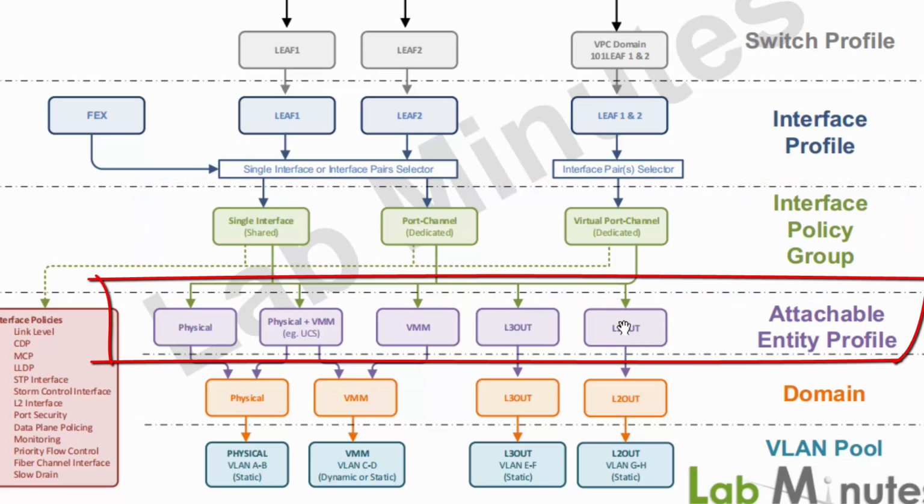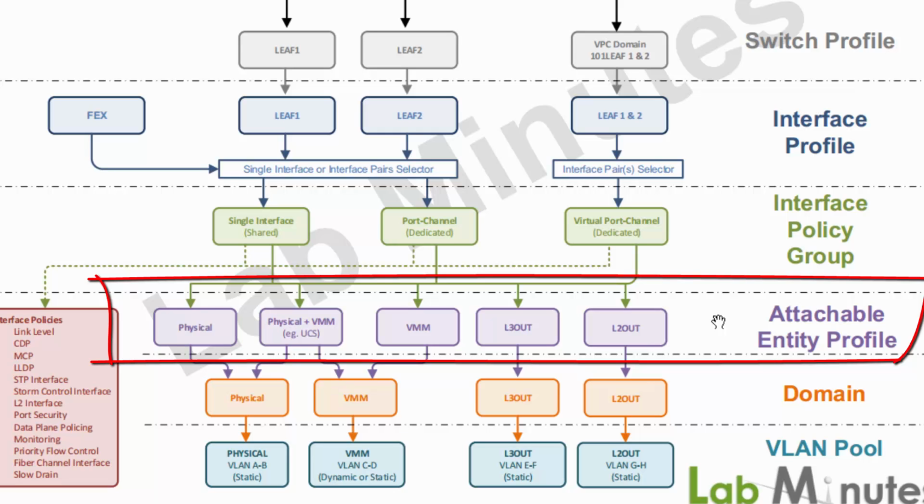So we skip one layer right here. It's called Attachable Entity Profile, or AEP. AEP is probably one of the most confusing concepts in ACI, in my opinion, at least when you start learning all these terminologies. But once you see what it does, it's actually very simple.